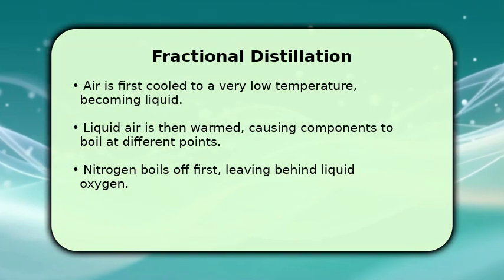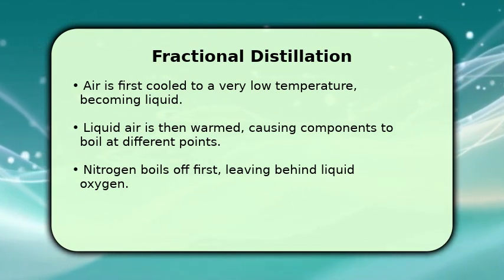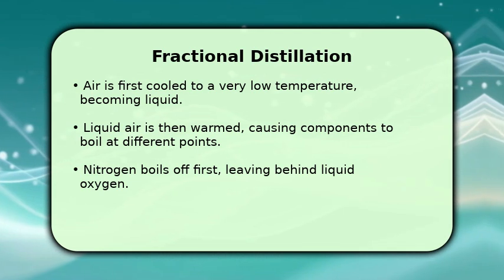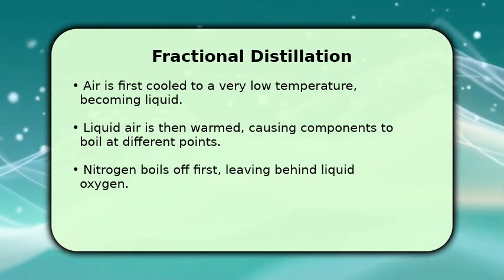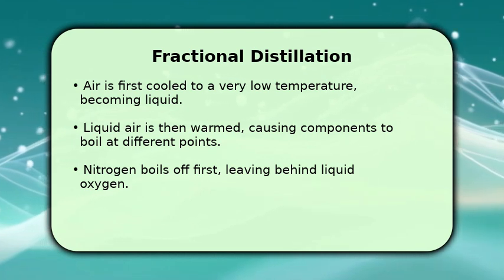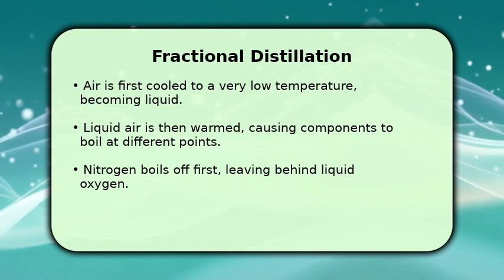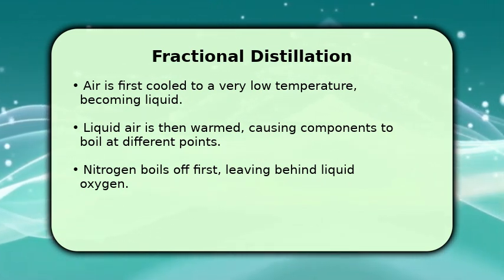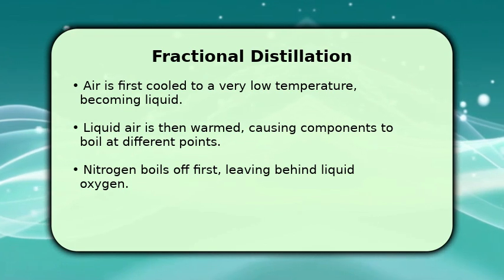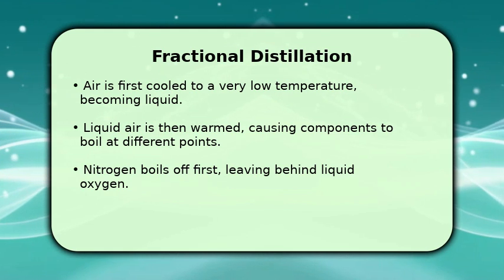Another major industrial method for obtaining pure oxygen is fractional distillation of liquid air. This process begins by cooling atmospheric air to extremely low temperatures, transforming it into a liquid. As the liquid air is gradually warmed, its components, primarily nitrogen and oxygen, boil off at different temperatures. Nitrogen, with a lower boiling point, vaporizes first, leaving behind highly pure liquid oxygen.